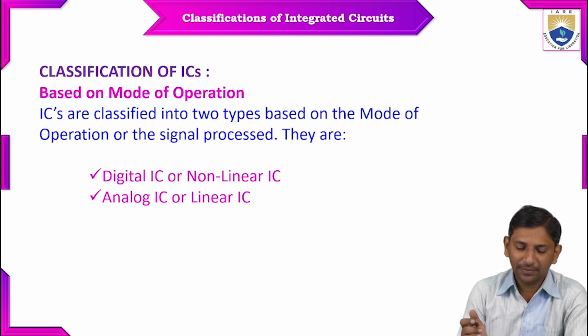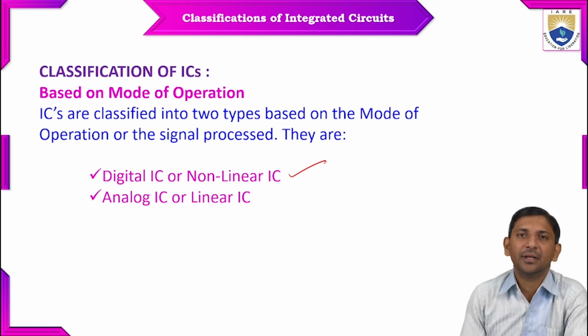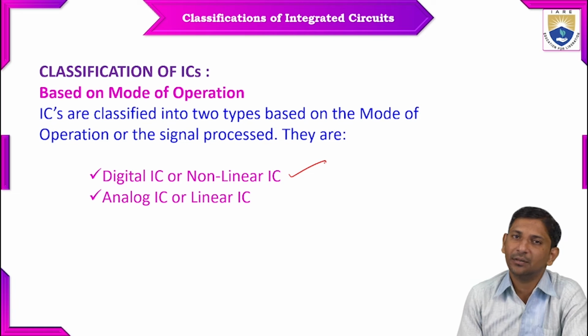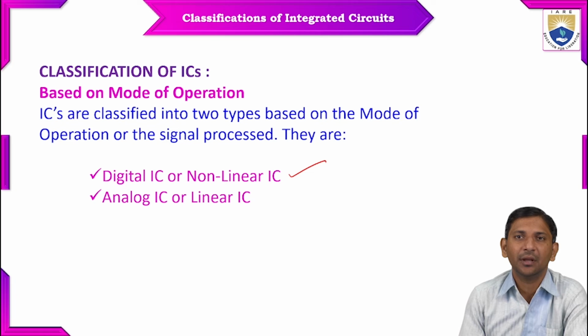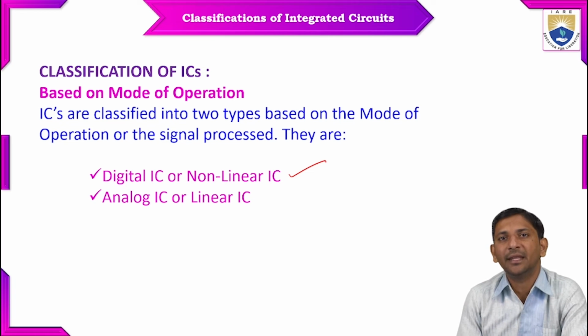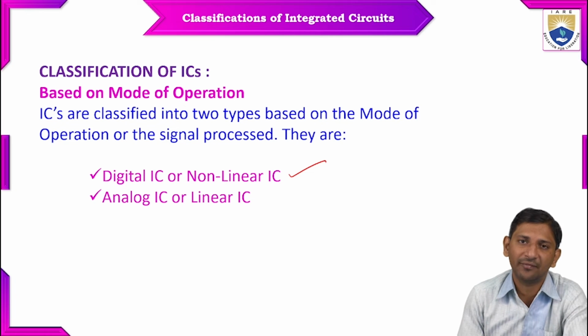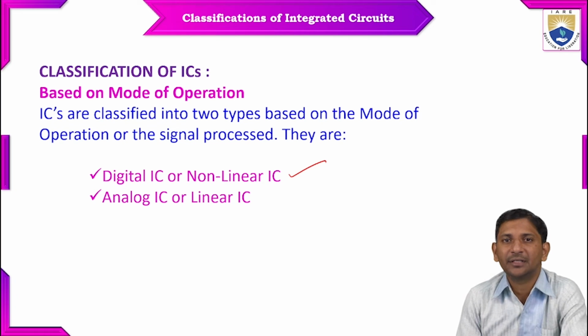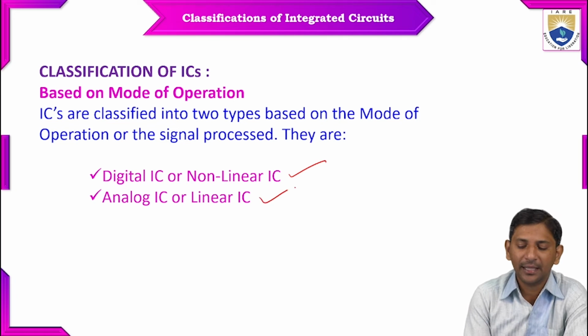So mode of operation based: here we have seen that if you are performing a digital operation, then it is a digital IC classification, and when you are performing linear or analog operations, like amplifiers, oscillations, modulation, demodulation, etc., there we use analog ICs or linear ICs.